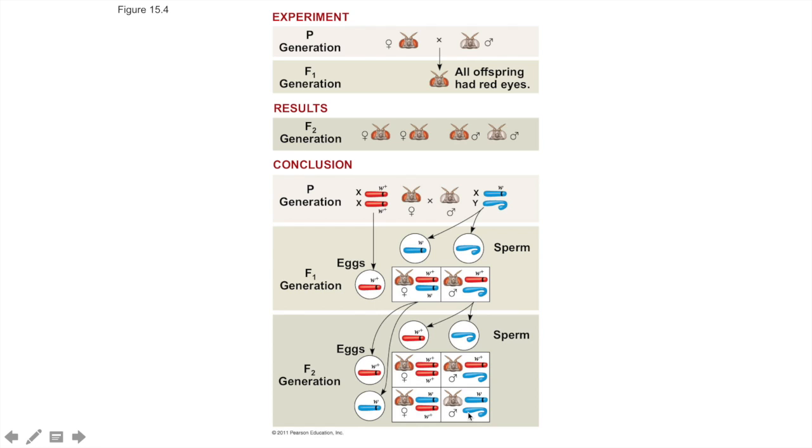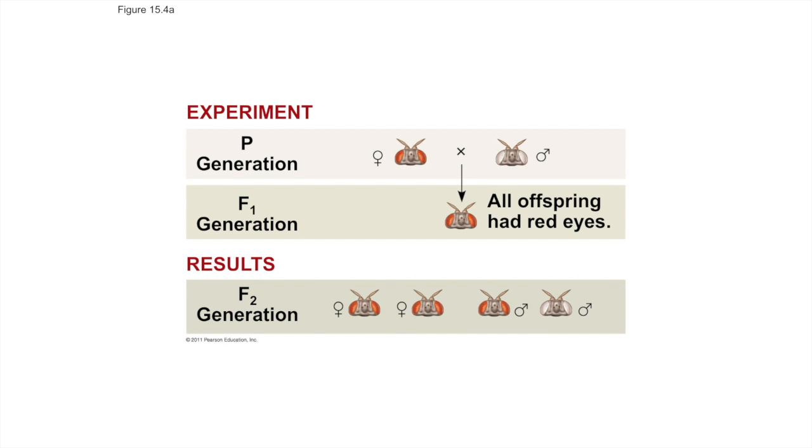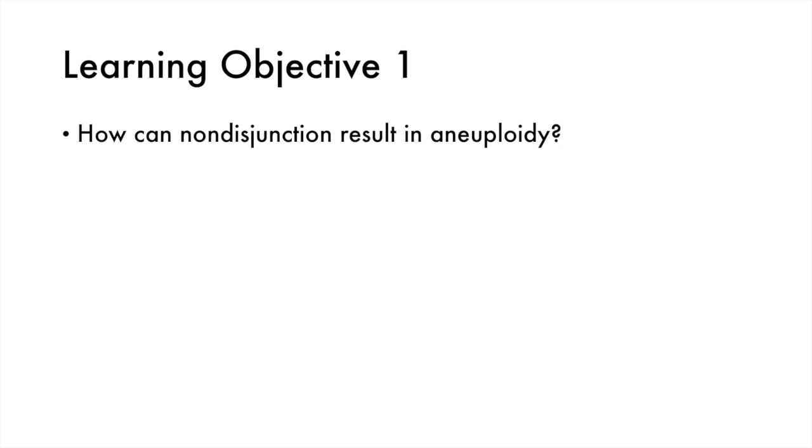So very important discovery by Thomas Hunt Morgan that genes actually are physically located on chromosomes. They're a physical thing. We know now that they're DNA sequences of nucleotides, but that's kind of getting ahead of ourselves. So, experiment, the results, and the conclusions.